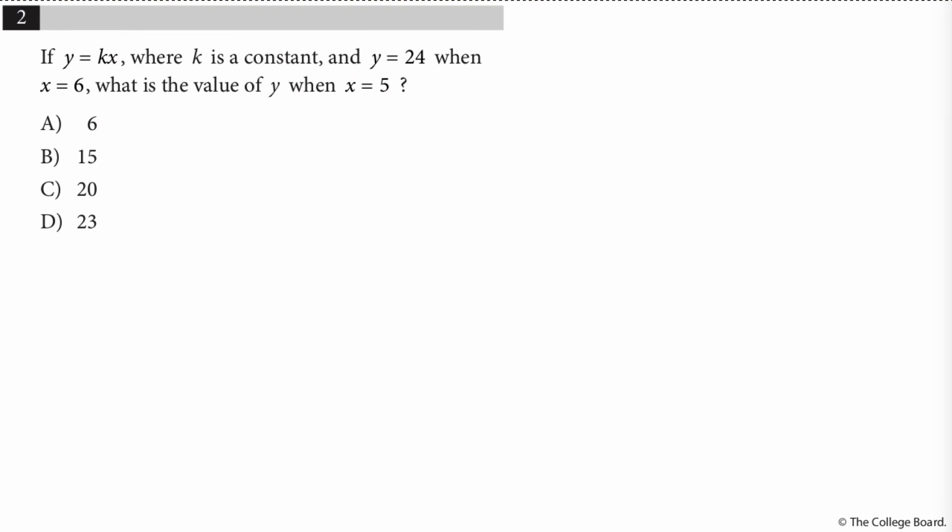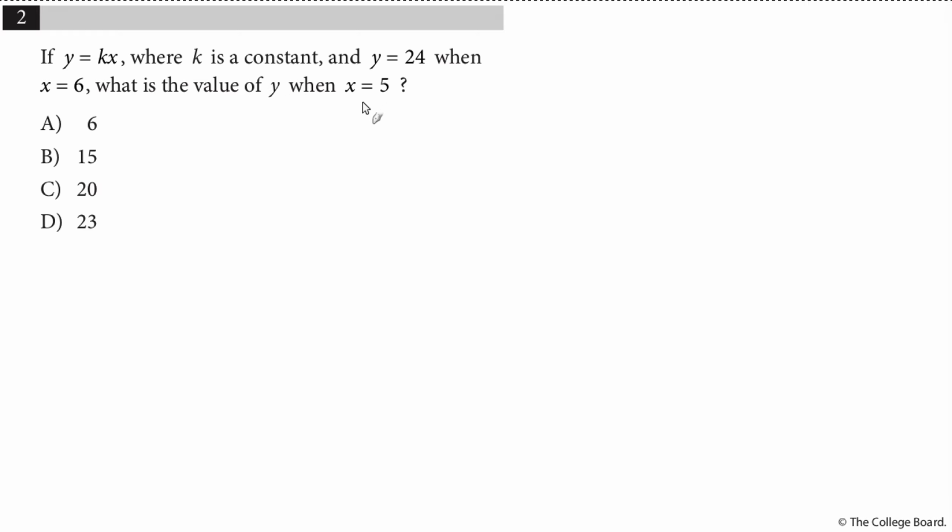Okay, give this problem a shot. All right, so in solving this, if y equals kx where k is a constant, and y equals 24 when x equals 6, what is the value of y when x equals 5?